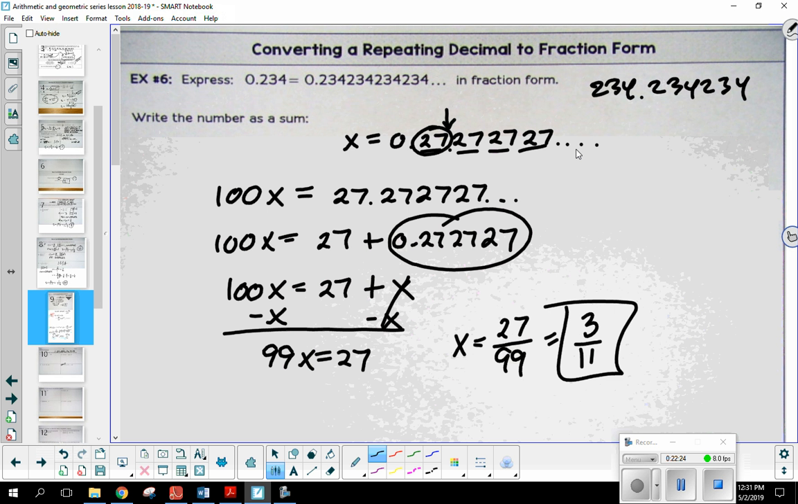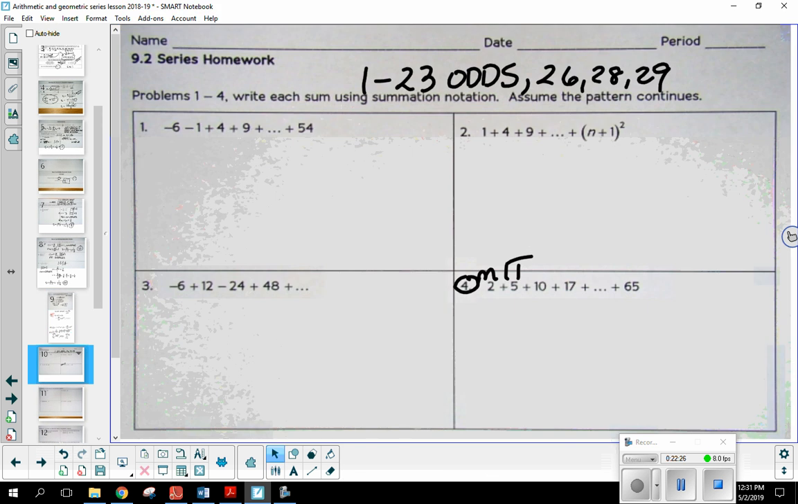Cool. Now, I'm going to give you the period tomorrow to work on this, but this is the assignment, so I'm going to cut it down for you. The homework that you picked up today, you only have to do 1 through 23 odds, and then 26, 28, and 29.